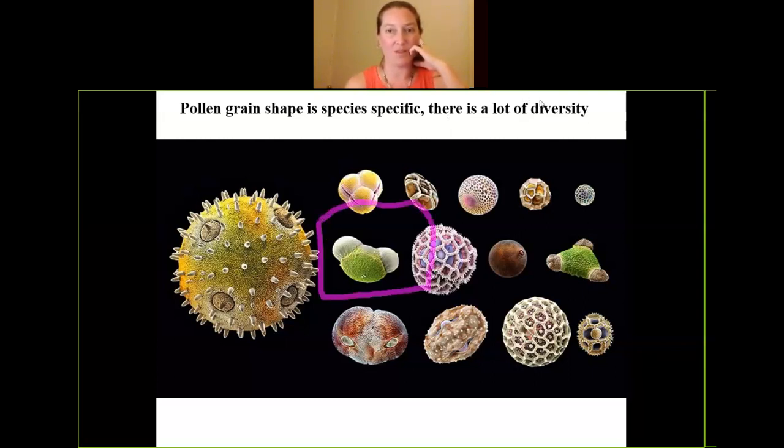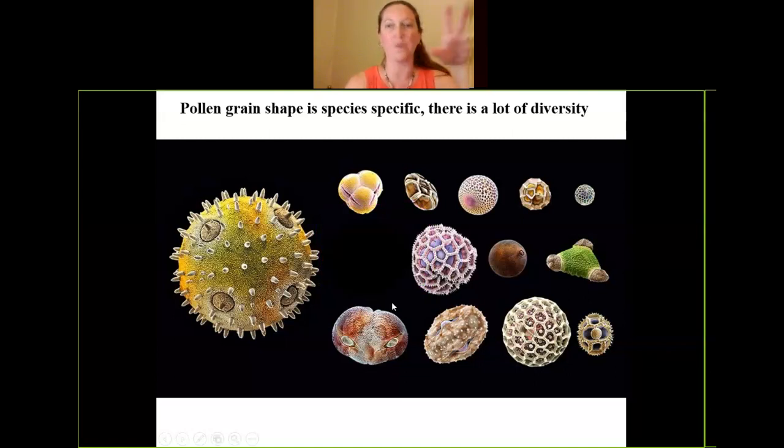We saw Mickey Mouse during the conifer lab, so we got to get that guy out of there. Nope. Go away. It's not an angiosperm. Now, all of these are just angiosperm pollen grains with such cool shapes. This is only a few examples, right? There's tons and tons more.